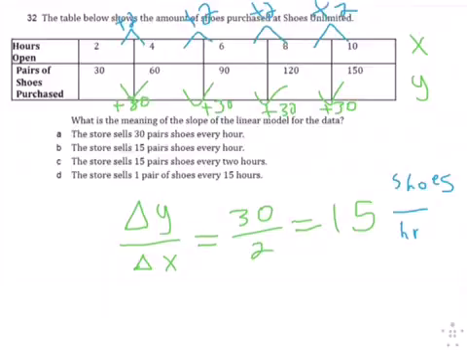So it's either going to be B or C because those have the 15 in them. The store sells 15 pairs of shoes every hour, or the store sells 15 pairs of shoes every 2 hours. So it says shoes per hour for our units, so we know our answer is B, 15 pairs of shoes per hour. And we're done.